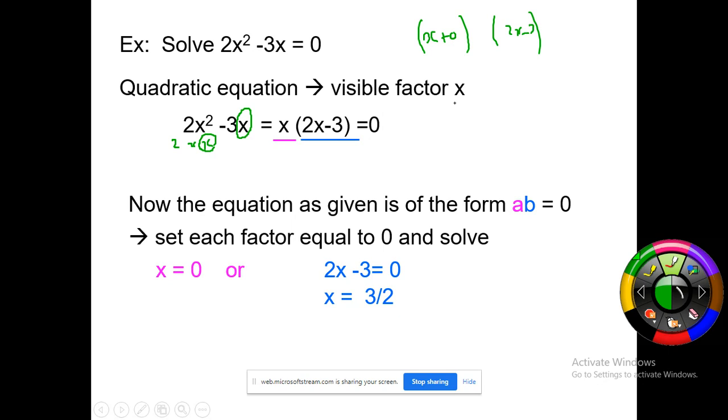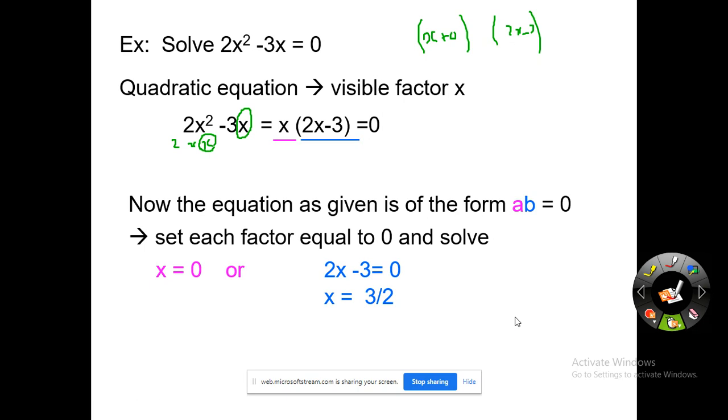So I will start asking myself the first question. Can I see something in common? Can I see a visible factor to factorize it? If yes, I will factorize it. If I cannot see a visible factor, then I will pass to my second question.